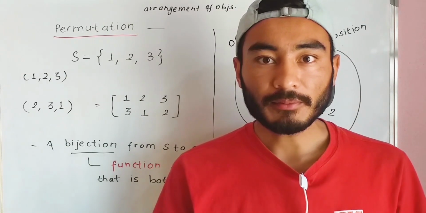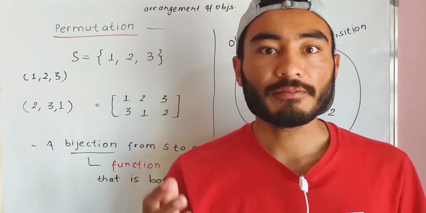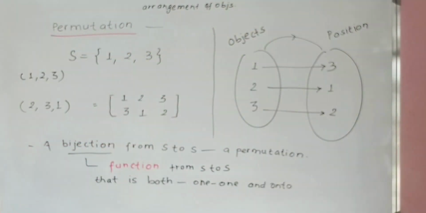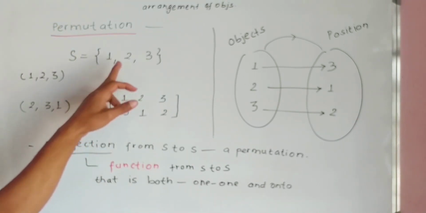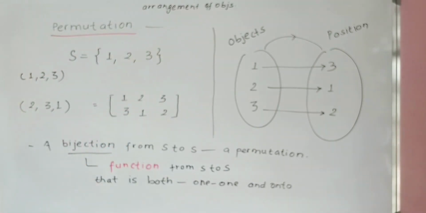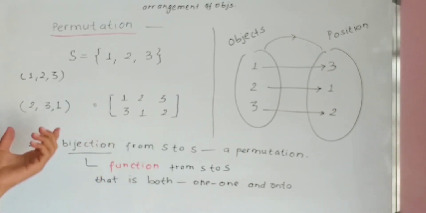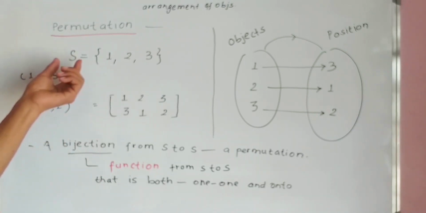Next, we define permutations. We give a formal definition of permutation. Permutation means arrangement of objects. So let S be the collection of three objects, first object, second object and third object. Then the arrangement 1, 2, 3, first object, second object and third object is a permutation of S. Likewise, the arrangement with the second object in the first position, the third object in the second position and the first object in the third position is another permutation of S.